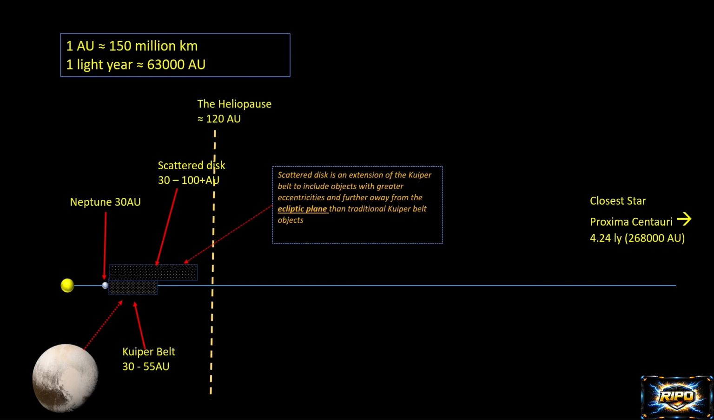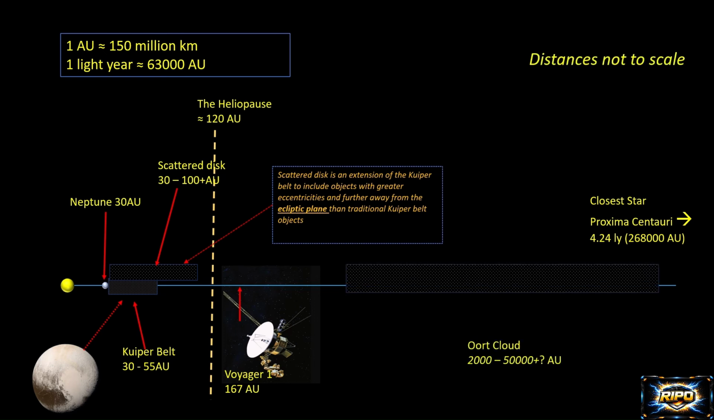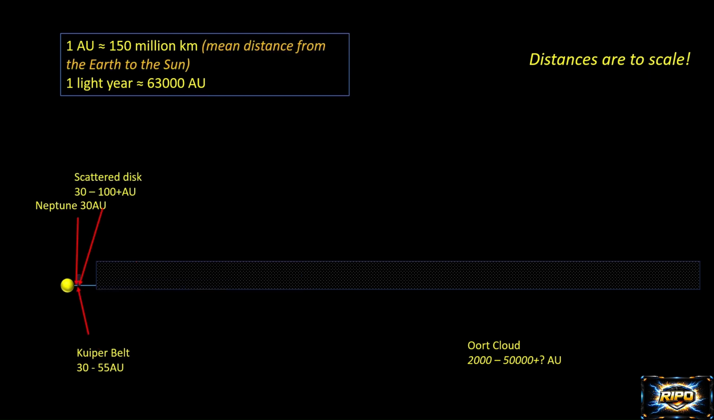And beyond the heliopause is the Voyager 1 spacecraft. It's travelling away from the solar system at the rate of 3.57 AU per year. In hundreds of years' time, it will cross into the Oort Cloud. But of course, by this time, its transmitters will no longer be working, so we won't be able to know what it finds. Now, in this diagram, the distances aren't to scale. If we redraw the diagram with the distances to scale, you can see it looks very different indeed.